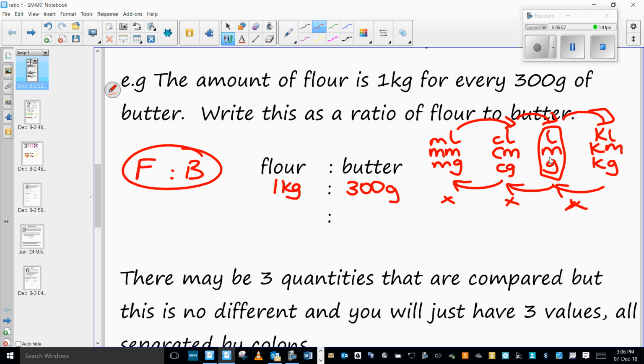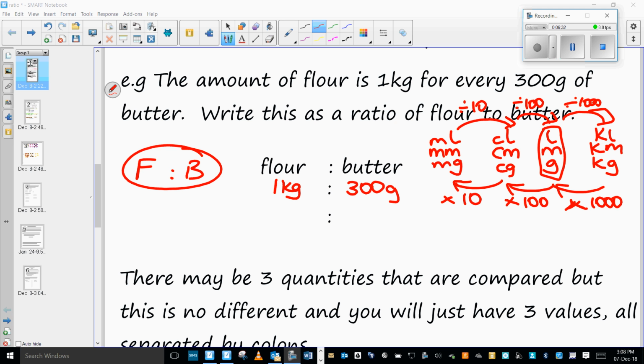Now our chart's lovely because it's at 10, 100, 1,000. So you're just multiplying by 10, multiplying by 100, or multiplying by 1,000. What do you think it's going to be if we're going the other way? Divide. So we sussed out that if we're going the other way, we'll be dividing.